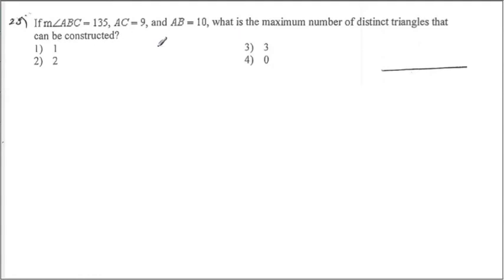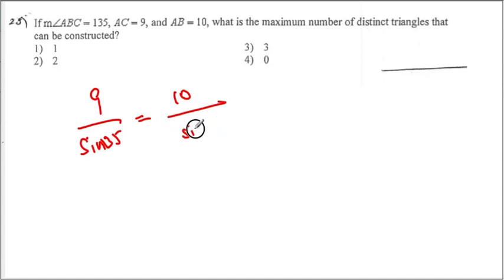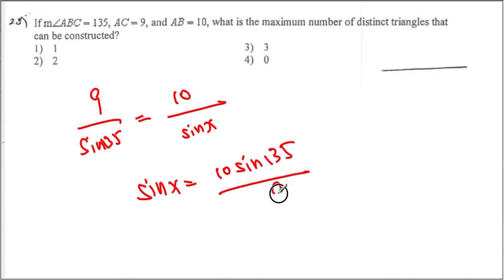So maximum number of triangles. Here we have angle ABC opposite of side AC, so we're going to have 9 over sine of 135 equal to 10 over sine of x. So sine of x will in fact be equal to 10 sine of 135 divided by 9. Now let's try to put that into the calculator and see what happens.